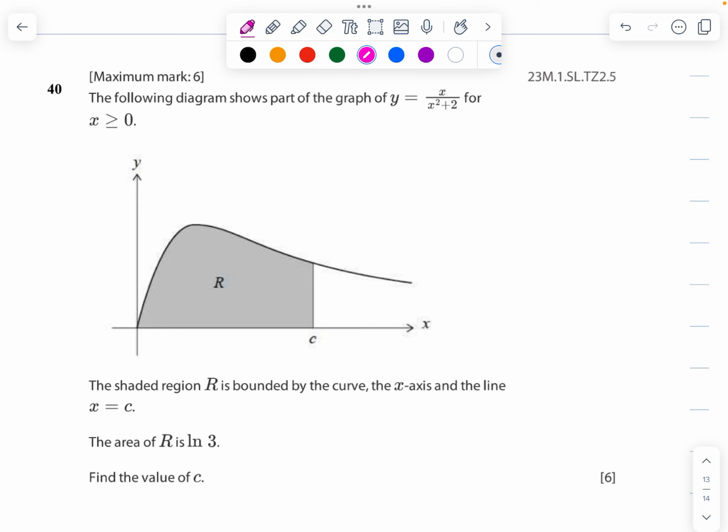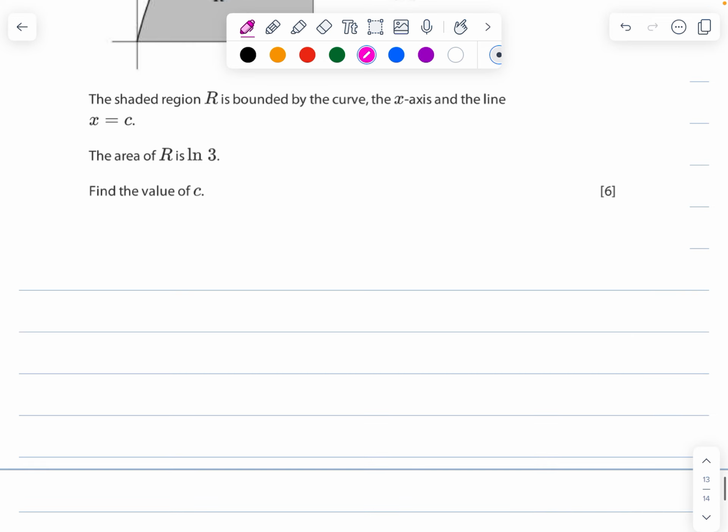Now finally, question number 40 for this video. What is he asking? The following diagram shows this region. The shaded region R is bounded by the curve, the x-axis and the line x equals C. The area of R is ln 3. Find the value of C. So what am I going to do?